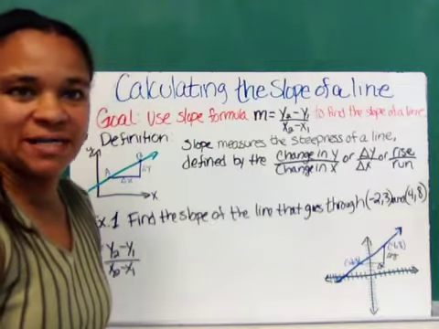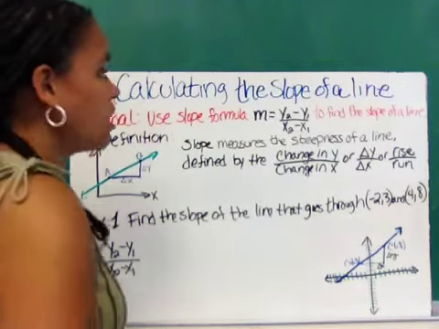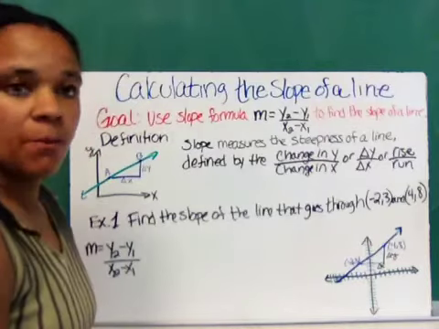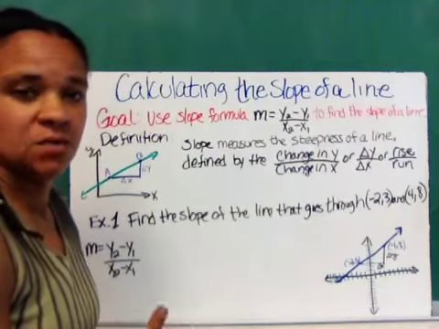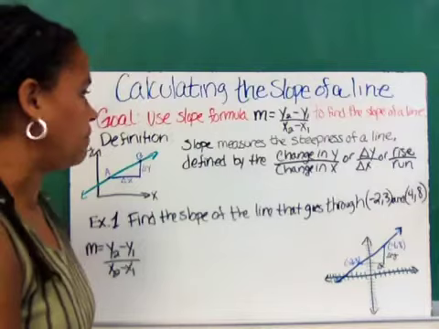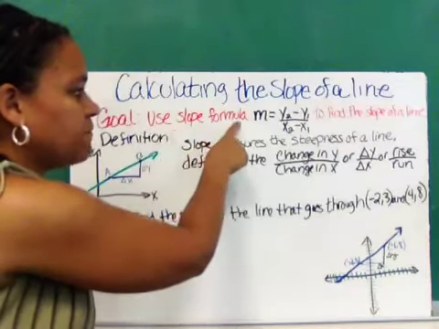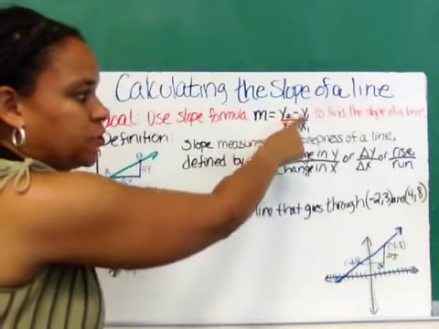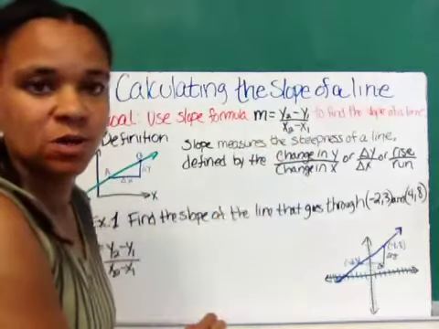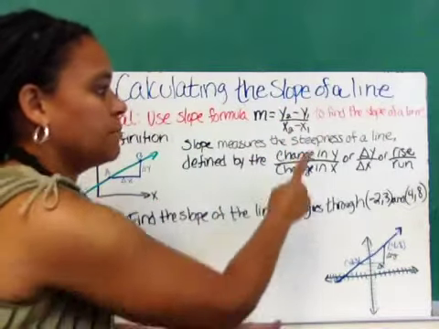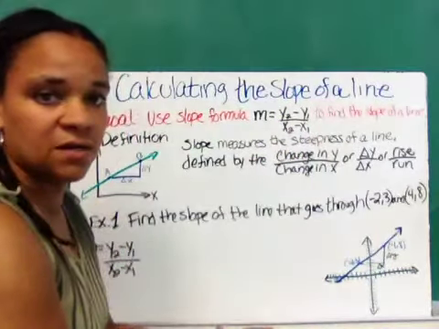Hi, it's Mrs. Pope, and today we're going to be talking about calculating the slope of a line. We're first going to talk a little bit about what that means, and then we'll get into the actual math of calculating it. So our goal is to use the slope formula, m equals y2 minus y1 over x2 minus x1, which I'm sure you've seen before, to find the slope of a line. That's our goal by the end of this video.